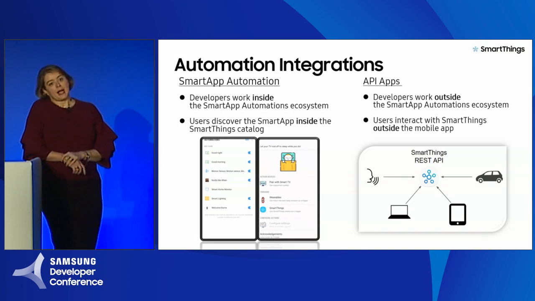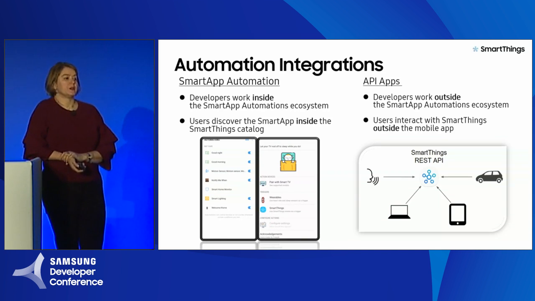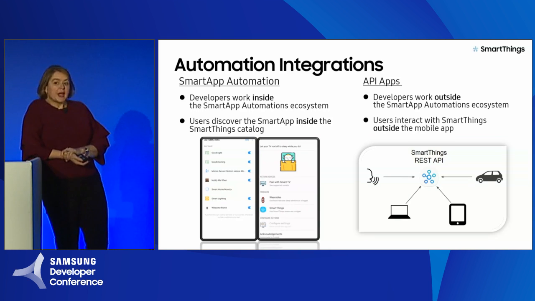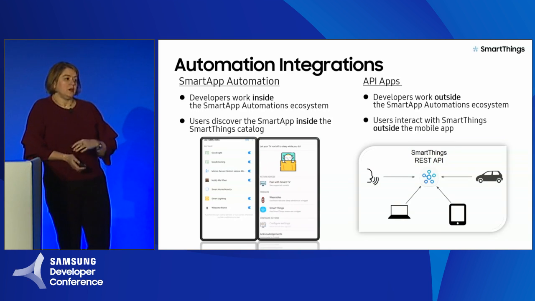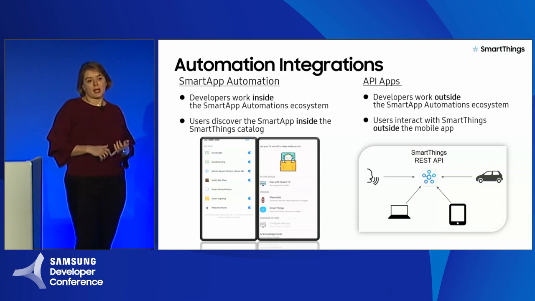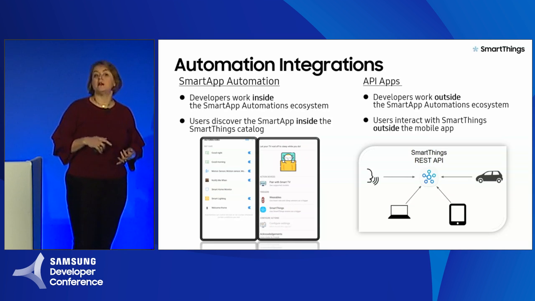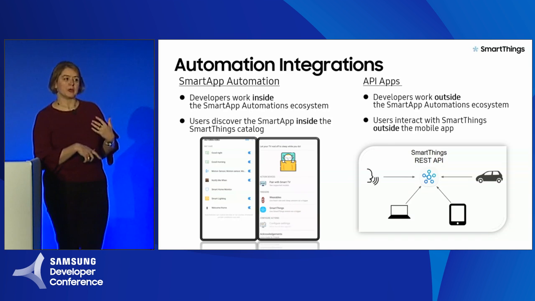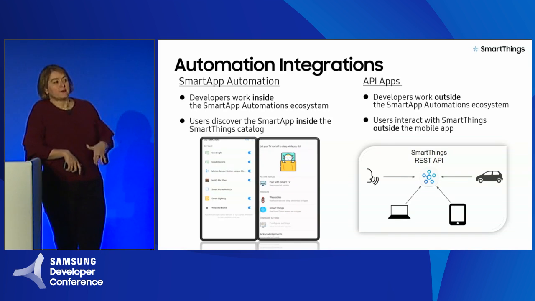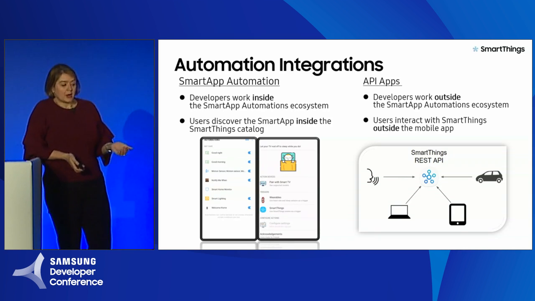If you're in an API app solution, which is the second offering, we have a little bit of a different kind of use case or scenario there. The API apps are structured to allow solutions that are integrated outside of the SmartThings solution. So if you have a wearable, if you have car integrations, if you're a voice integration, if you're doing dashboards, this is probably a different kind of solution for you to consider. Fundamentally, your developers are working outside the SmartApp Automation's ecosystem to build this API integration in.